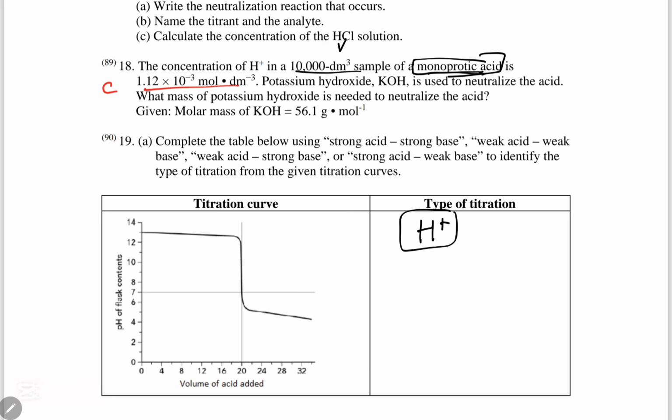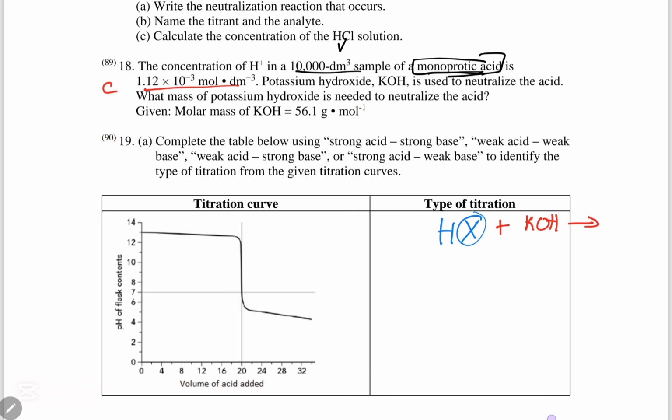Potassium hydroxide, KOH, is used to neutralize the acid. So they added to it KOH and they neutralized the acid. What mass of potassium hydroxide is needed to neutralize the acid? Now, how do I know what my acid is going to be? First of all, I don't know what my acid is, but I know it's monoprotic, meaning it has one singular hydrogen. I need to form water, so I'm going to call this X. So let's say my acid is HX, for example, because I don't know what the other part is.